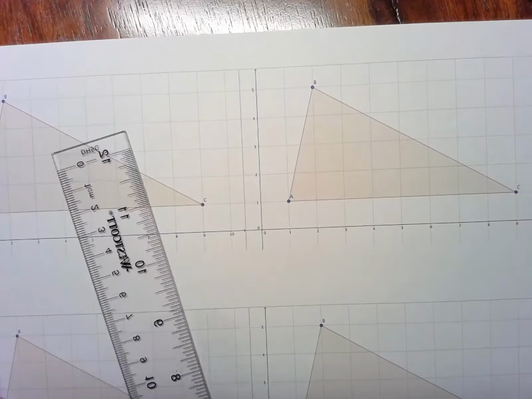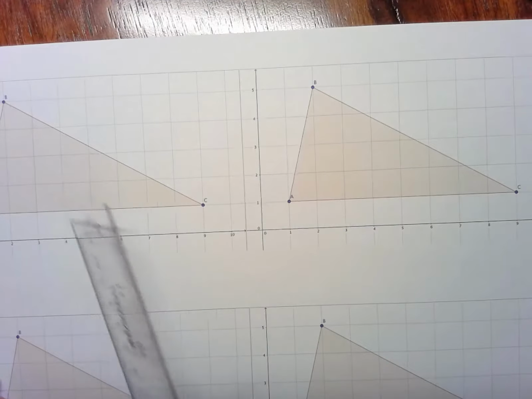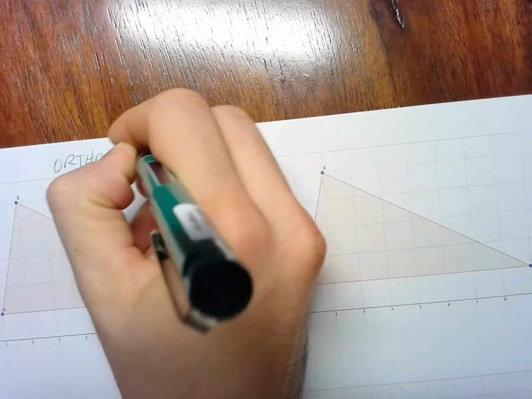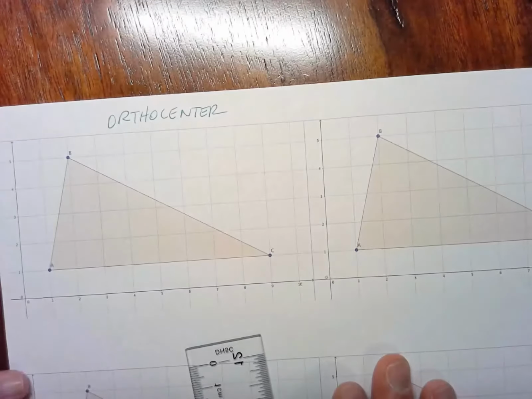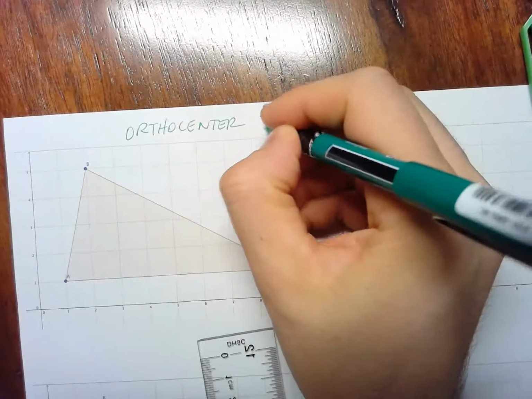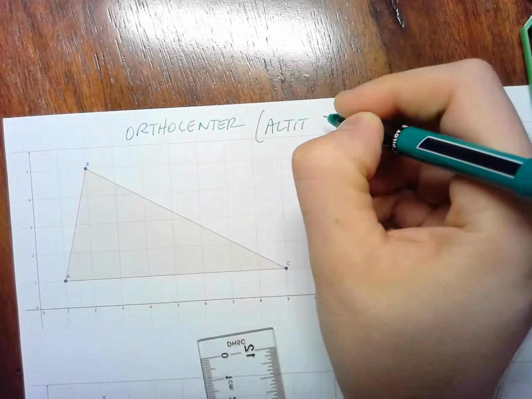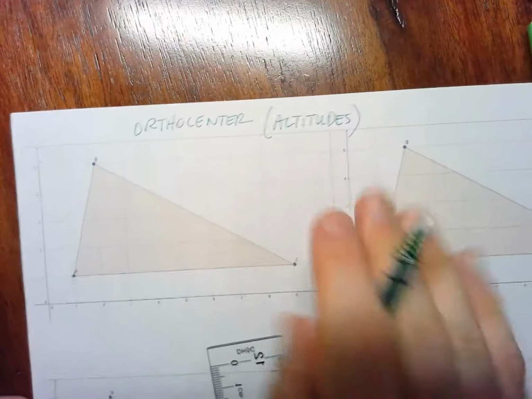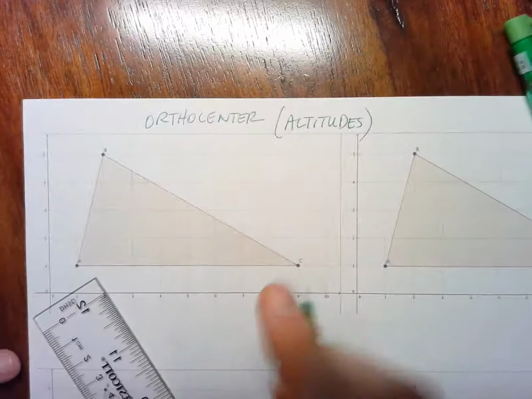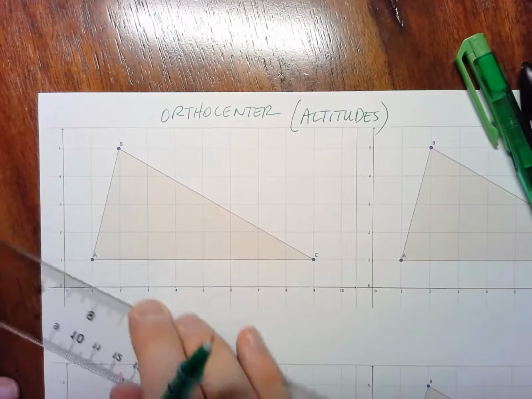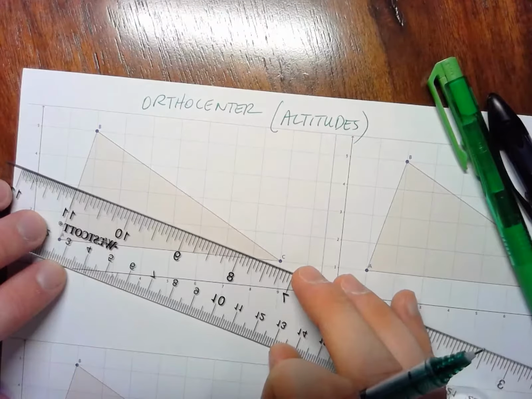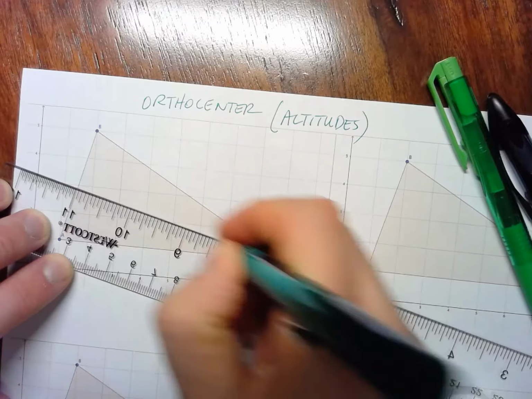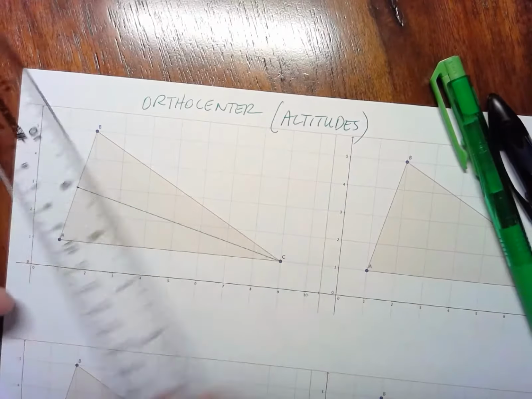the altitudes. Okay, so we're going to start with the orthocenter. That's going to be orthocenter, and this is the altitudes. Orthocenter's altitudes. So coming from this point, I'm dropping a 90-degree angle from that point down to there. It looks like it's about there. And I'm just sketching this, so this is not going to be exact by any means.